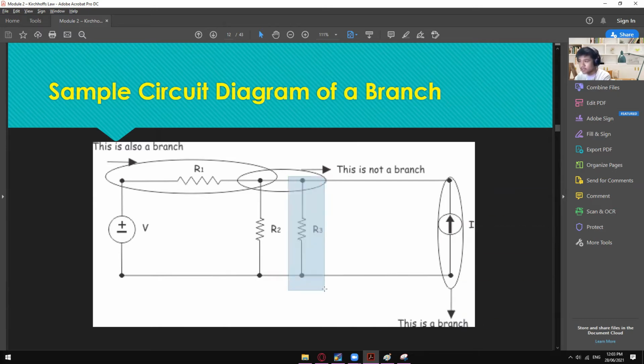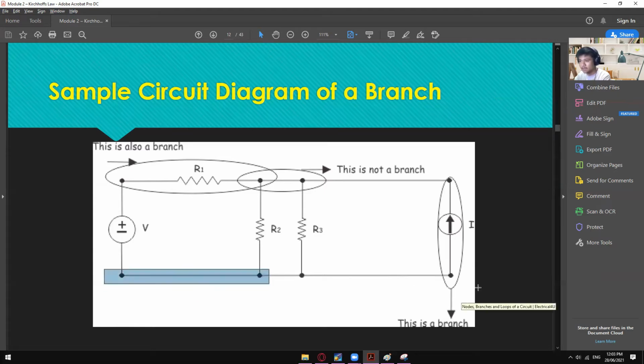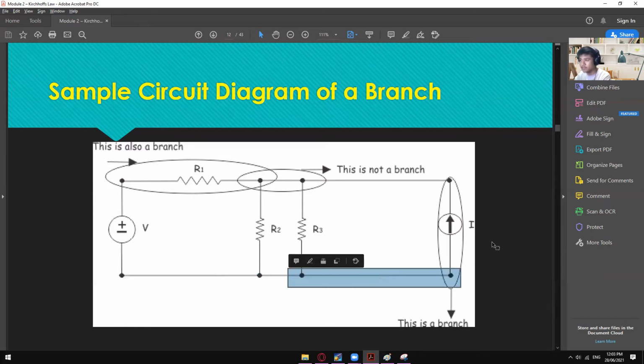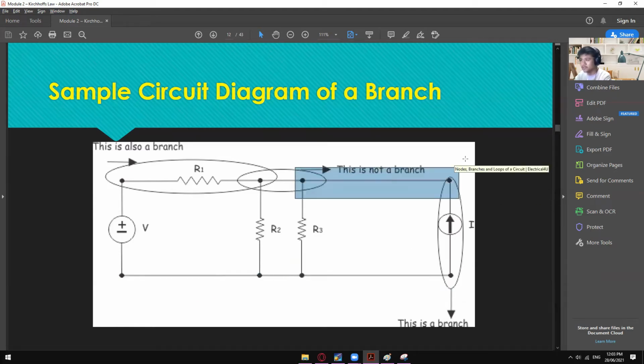So this is also a branch. This is also a branch, but for this one, this is not a branch. The same with this one. This is not a branch. This is also not a branch. Are we clear so far regarding branch? It's very straightforward, so I guess you'll be able to understand this real quick.